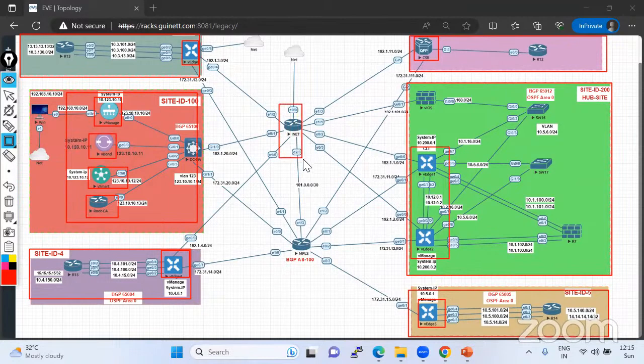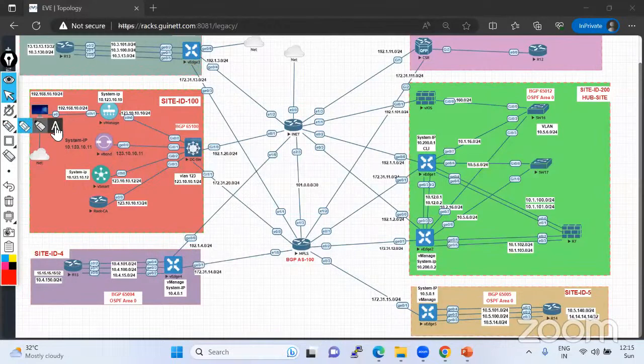These branches have two connections, one MPLS and one internet. You might be wondering why there are two kinds of connection, one MPLS and one internet. Before I explain this lab, we have to understand two things: the underlay concept versus the overlay concept. What is the underlay concept and what is the overlay concept? We have to understand that, and then we can move further.